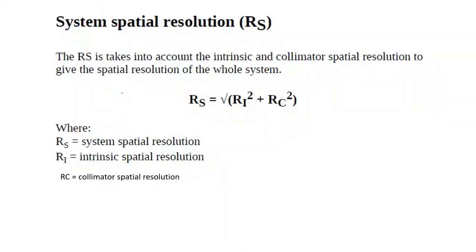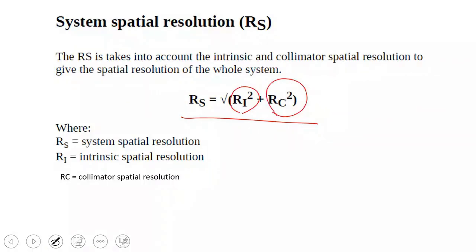Now the system spatial resolution as a whole, the two together, what about them as a whole? The intrinsic relationship with the collimator and the crystal together is important because when you talk about system resolution, you are considering both factors together in determining the resolution of the image.